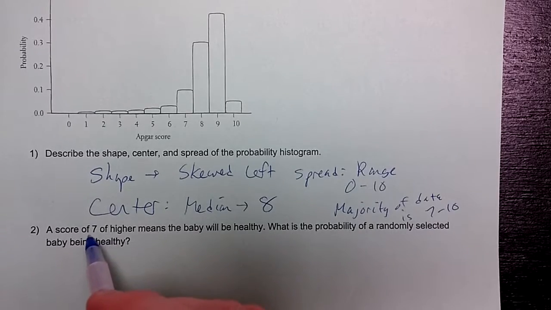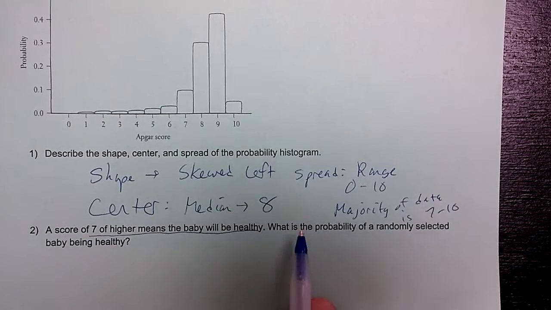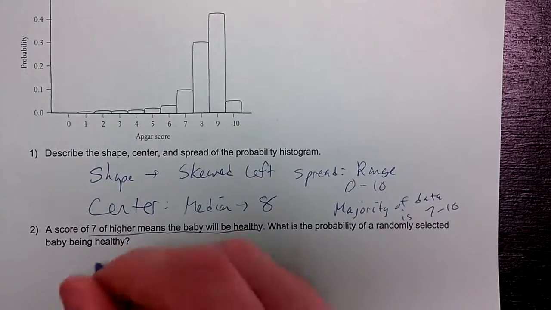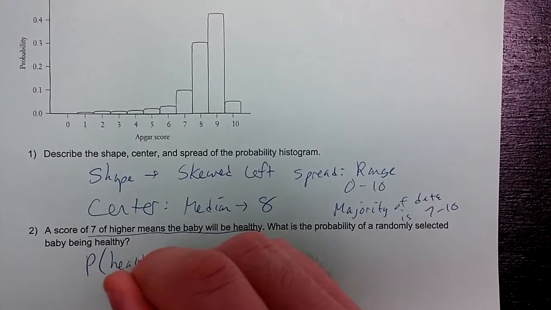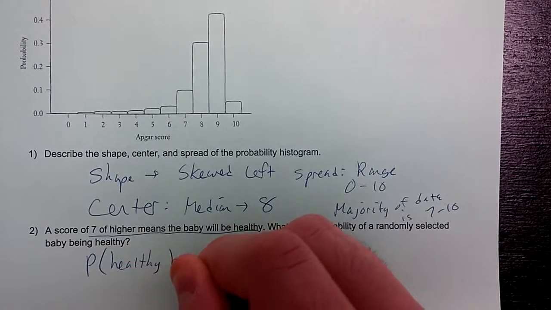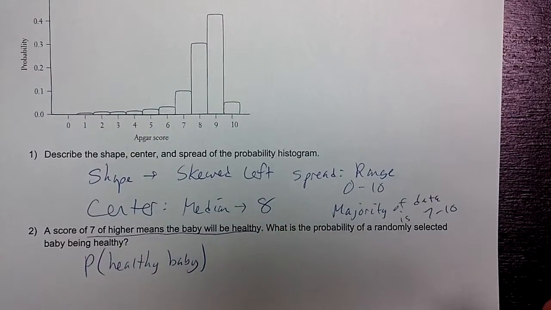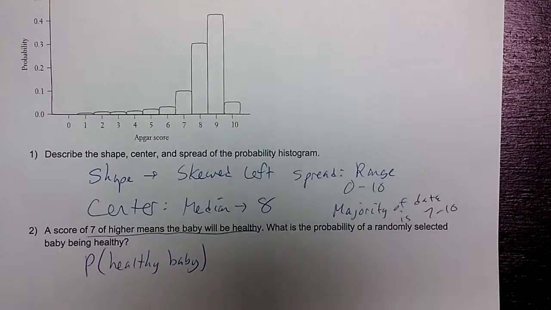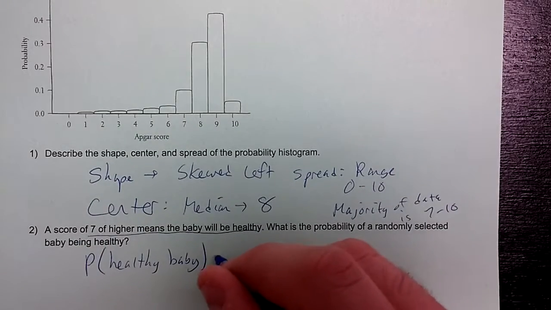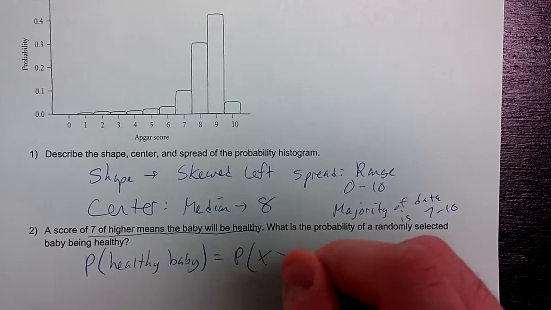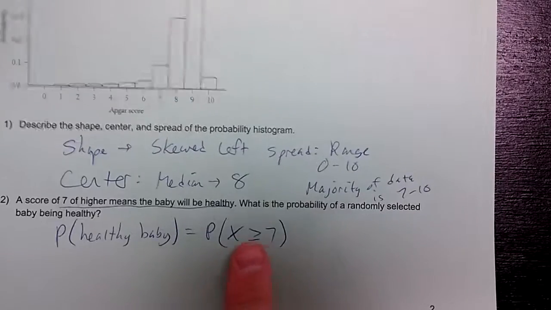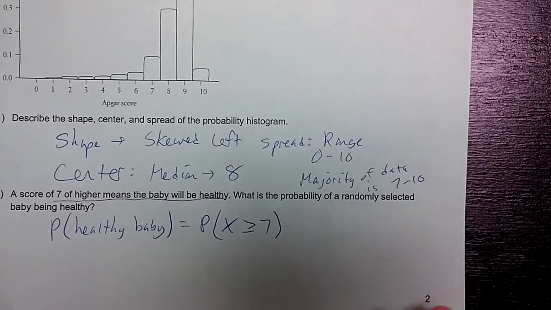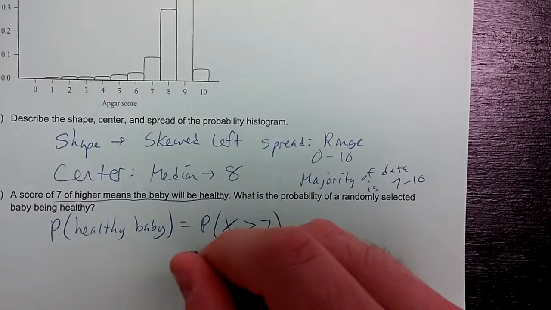2, a score of 7 or higher means that the baby will be healthy. What is the probability of a randomly selected baby being healthy? So, find the probability. In terms of the context, you're looking for the probability of a healthy baby. Well, if you didn't have this problem here, you wouldn't know what that is. Luckily for us, it's written right here, at least a score of 7 or 7 or higher. So essentially what you're finding here is x is greater than or equal to 7. So this is the context of the problem. This is just the bare bones math about it. X is greater than or equal to 7. So that's 7, 8, 9, and 10 you got to add together.